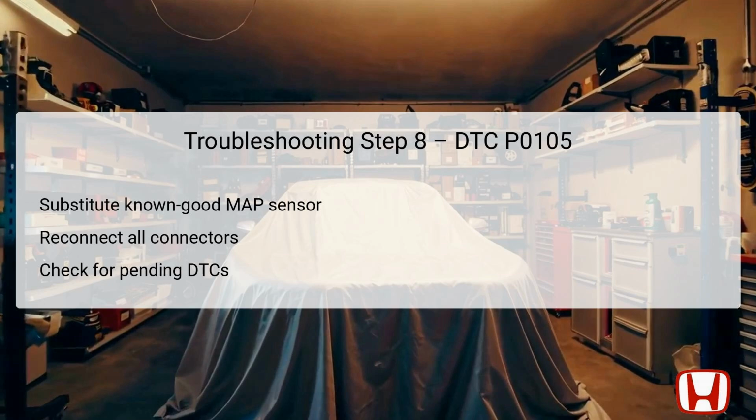Exit the SCS mode using the HDS and turn the vehicle to the on mode again. Clear the DTC using the HDS and wait for a brief period. Finally, check for any pending or confirmed DTCs. If DTC P0105 reappears, the original MAP sensor is likely faulty and needs replacement. Should the DTC not appear, look for further service information regarding the fault.